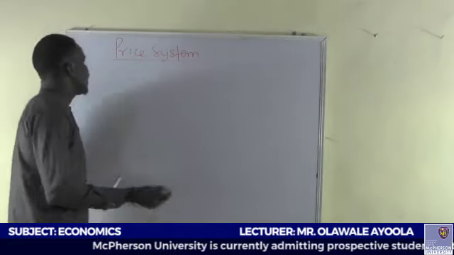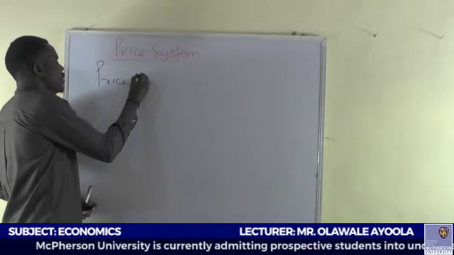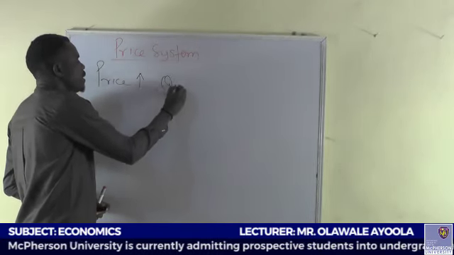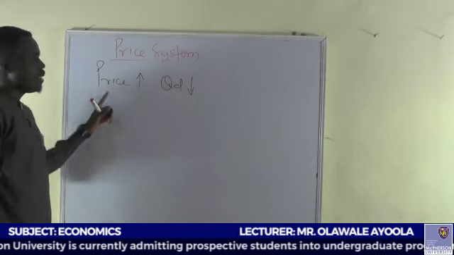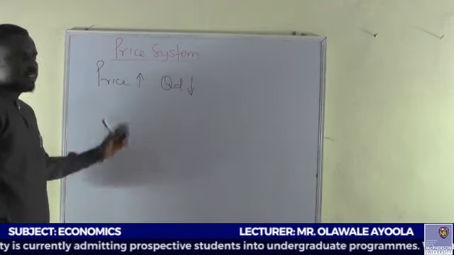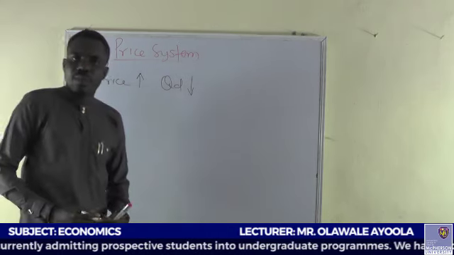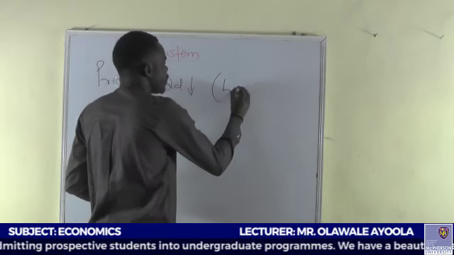Therefore, as a rational consumer, when the price of a commodity increases, we expect the quantity demanded to drop, meaning that the higher the price of a commodity, the lower the quantity demanded. This is the first law of demand and supply, which is generally known as the law of demand.